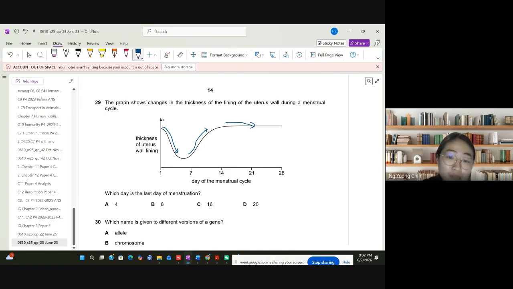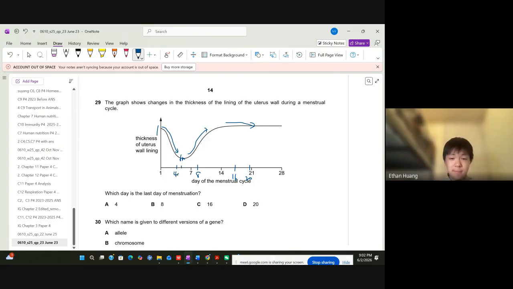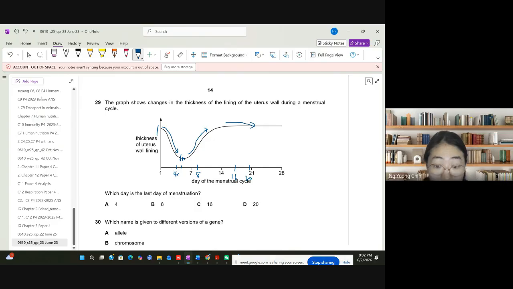So what happened at this point? And then which is the last day for menstruation? What's the answer? Last day for menstruation. A, B, C, D. 16 is here. 20 is around here. 8 is around here. 4 is around here. C? The answer is C. This one?